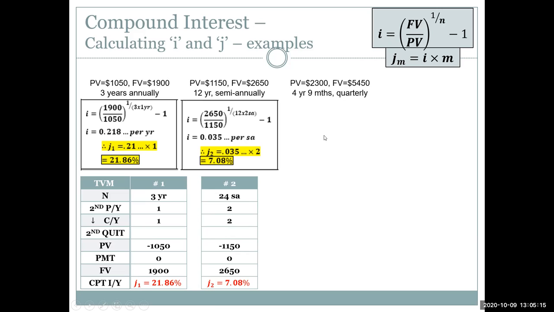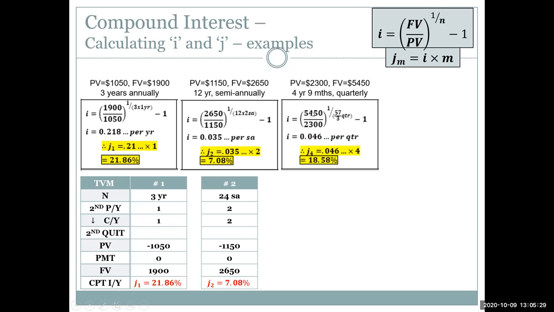Here's our third example. Present value 2300, future value 5450. This time round, our term is 4 years and 9 months, and our compounding is quarterly. Using our formula, the future value over the present value. Here now we need the 1 over 57 divided by 3. And if you're wondering where the 57 came from, well, there's 4 years, 12 months per year, 12 times 4 is 48. So that's 48 months plus 9 months, which is 57 months. And how many months are in a quarter? 3. So 57 divided by 3 would be our quarters. So please make sure you're paying attention to this n calculation.